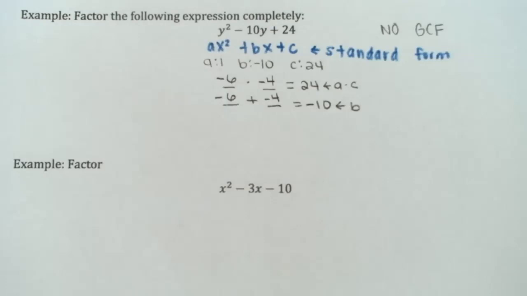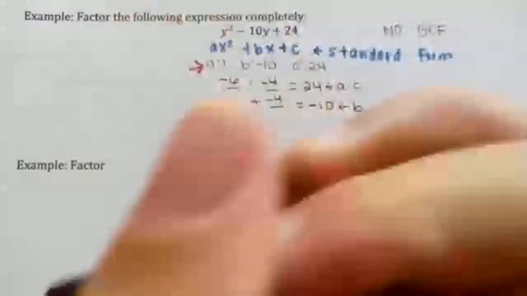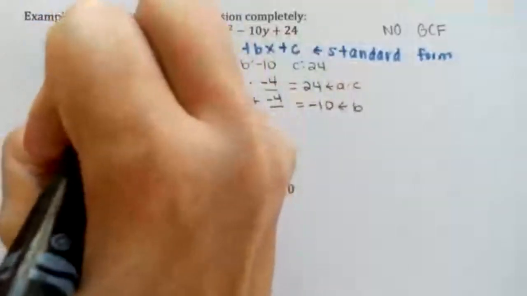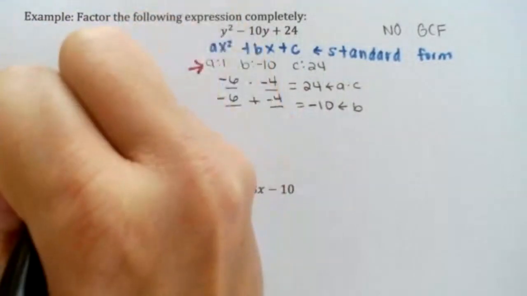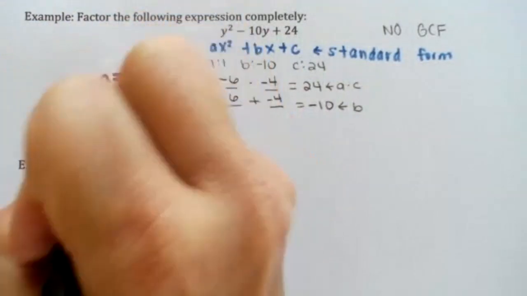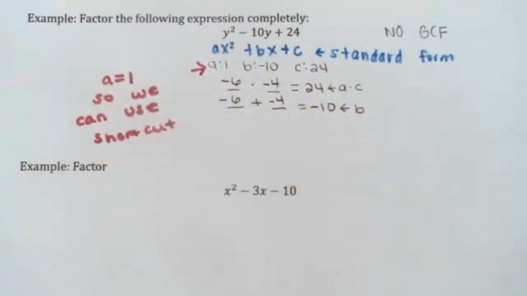So let's try that little shortcut that we're talking about. By the way, if you don't like the shortcut, it's totally fine. Factor by grouping like we did in these past two examples, and you're going to get the same answer every single time. But if you want a little shortcut, because we all are short on time, here's a little option for you. So remember, A is 1. We can only do this when A is 1, so we can use our shortcut.